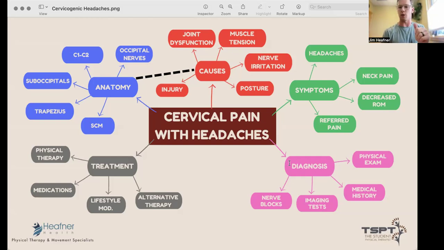I'm looking at total range of motion, both active and passively. I'm assessing the strength of the deep neck flexors. So if someone's here throughout the day in a forward head posture, they're likely going to be weak in an upright postural position of the body.